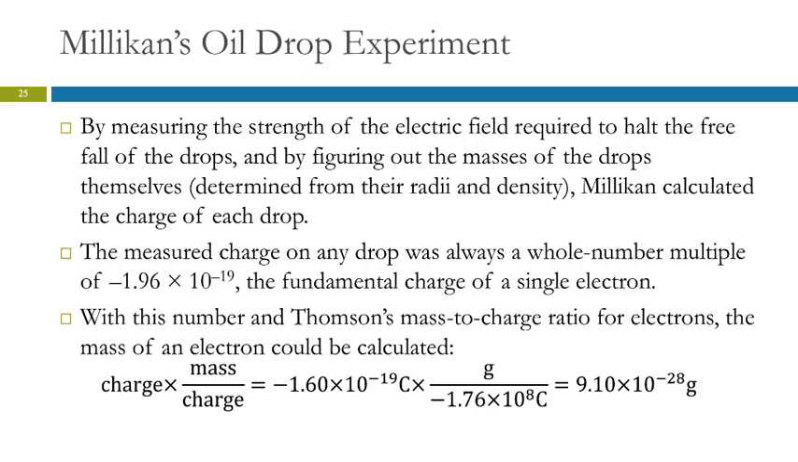So the drops are different sizes, meaning they're going to have different numbers of electrons associated with them and different masses. But when you do ratios again, he came up with this same number, always a whole number multiple of this. So this has to be the fundamental charge of a single electron. And then he was able to calculate the mass of an electron using Thompson's mass to charge ratio. Actually, it was charge to mass ratio, but we need it upside down here.